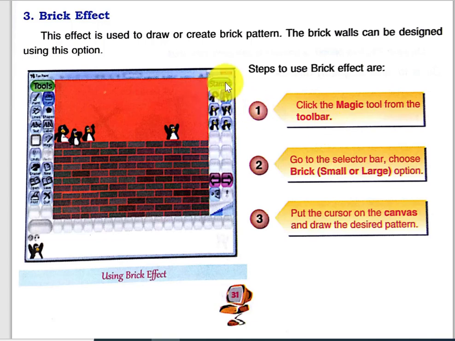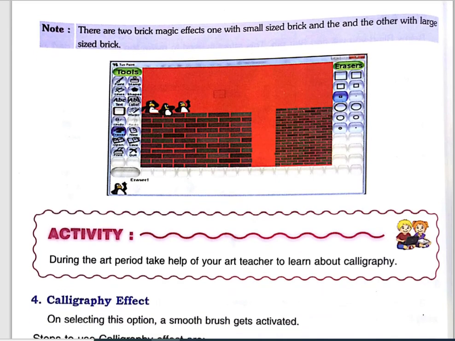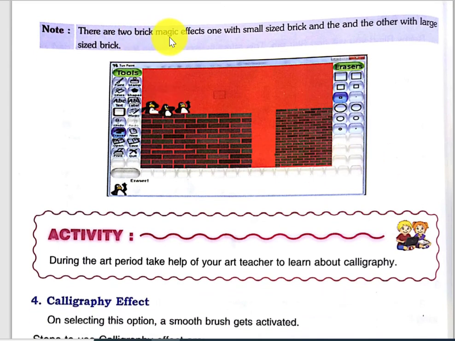Click on the magic tool from the toolbar. Go to the selector bar. Choose brick. There are two types of bricks, small or large option. Put the cursor on the canvas and draw the desired pattern. When you have clicked on magic and then brick effect, press the left mouse button and move the cursor like this. Your brick effect will come. There are two brick magic effects, one with small size brick and the other with large size brick. This is the bigger size brick and the small size brick.